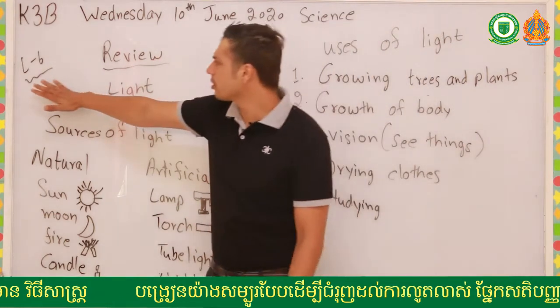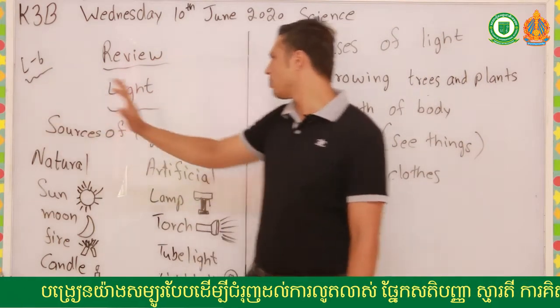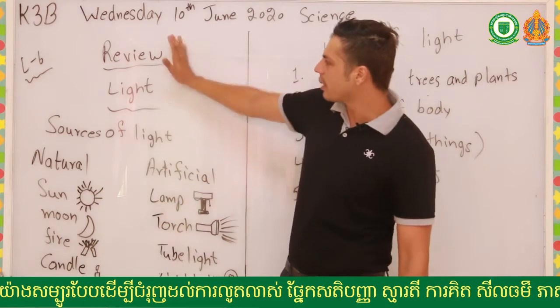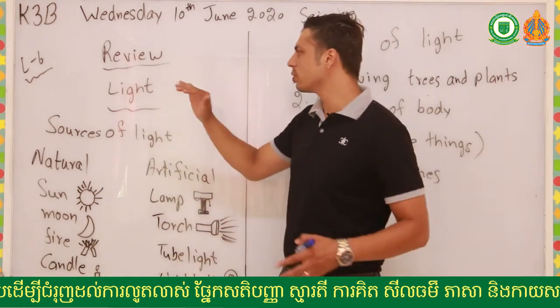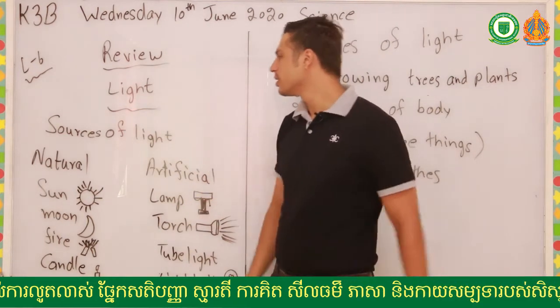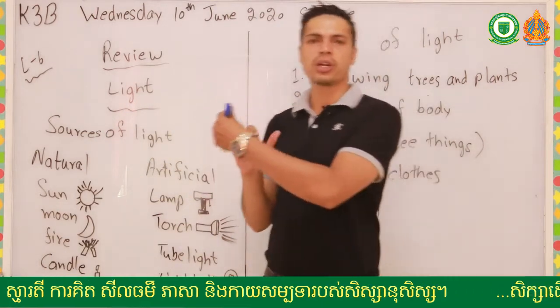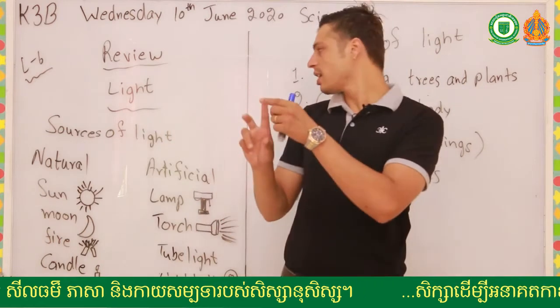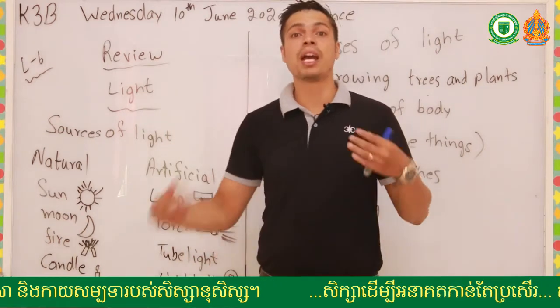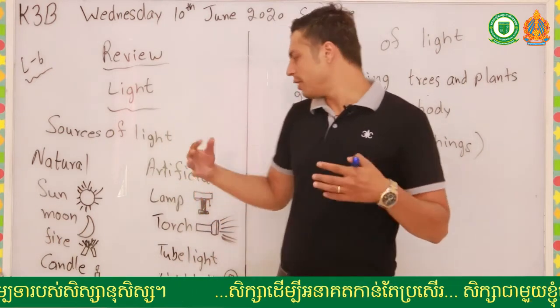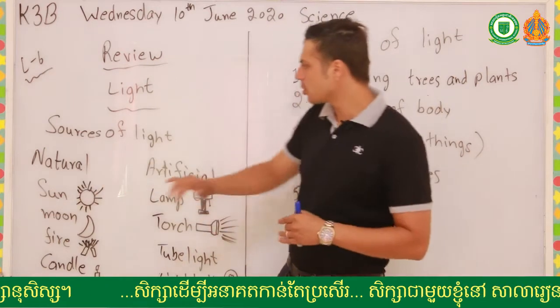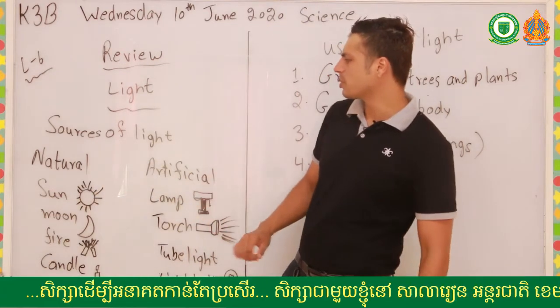so today we are going to review lesson 6 about light. As you can see, I wrote down review. So we are going to review about light. So what are the sources of light? There are two kinds of sources: natural and artificial. Artificial means man-made. Okay, so I will explain what the natural sources and the artificial sources are.